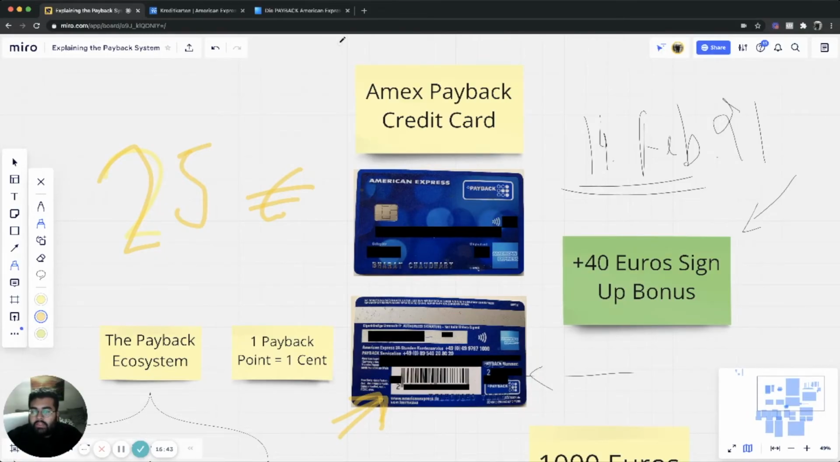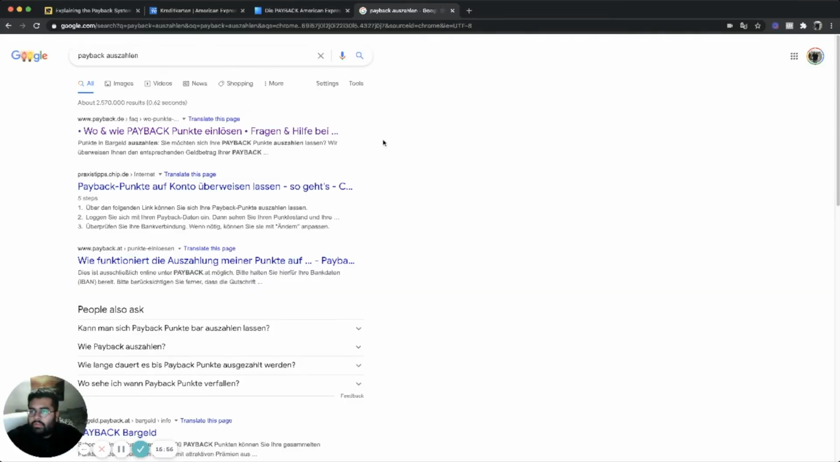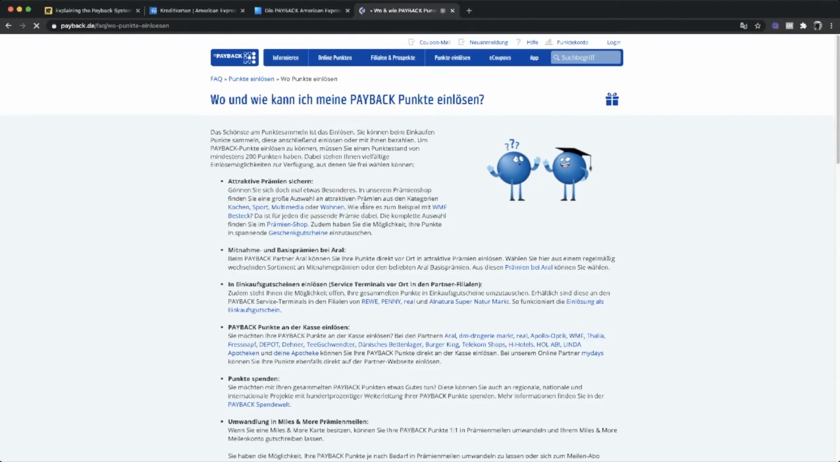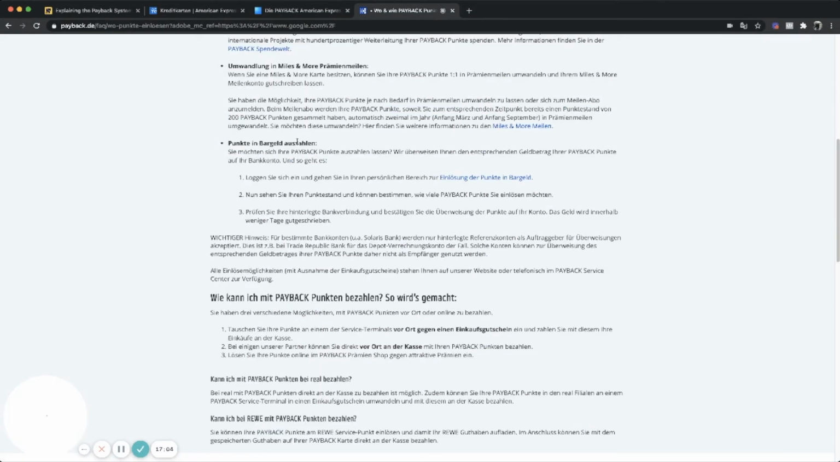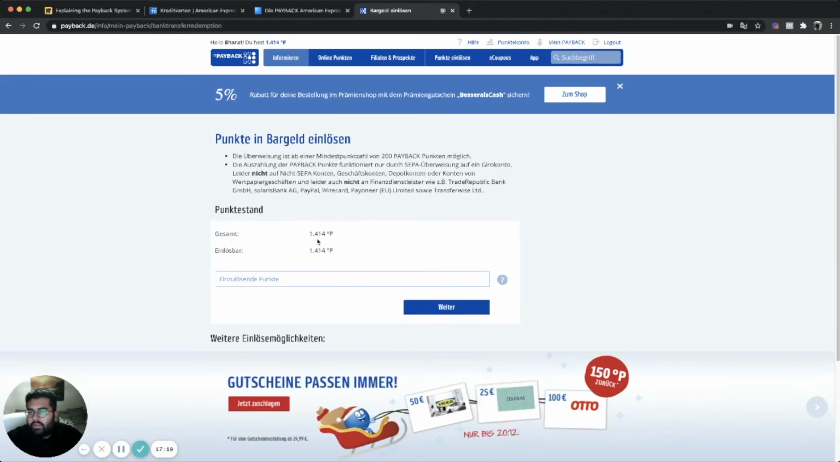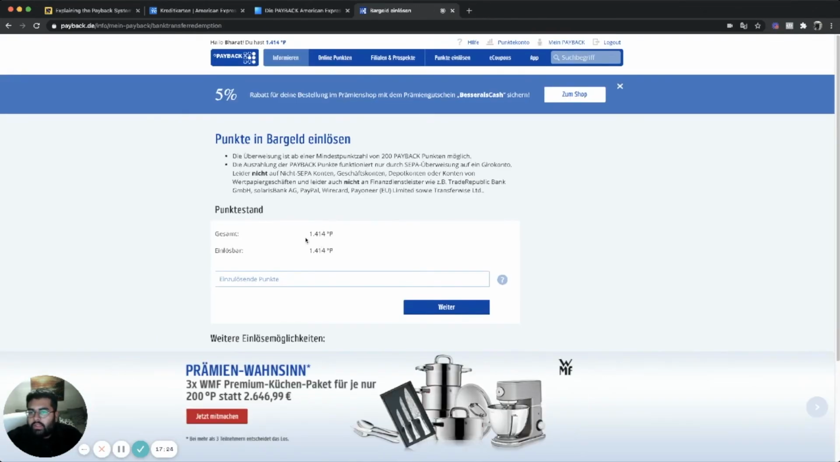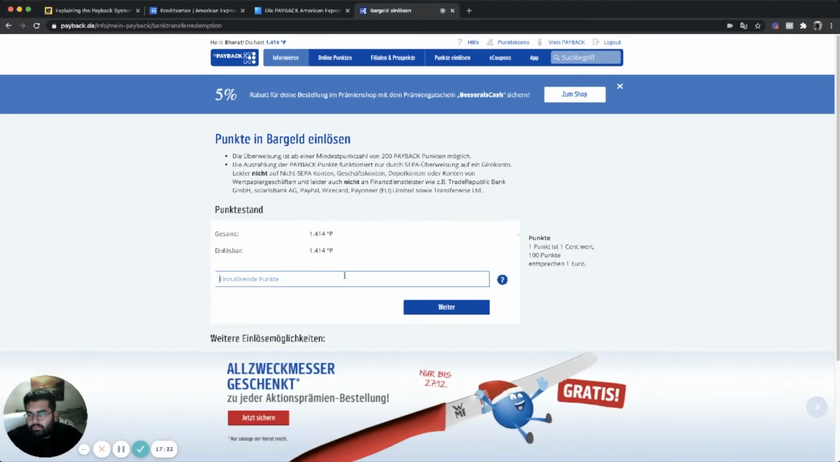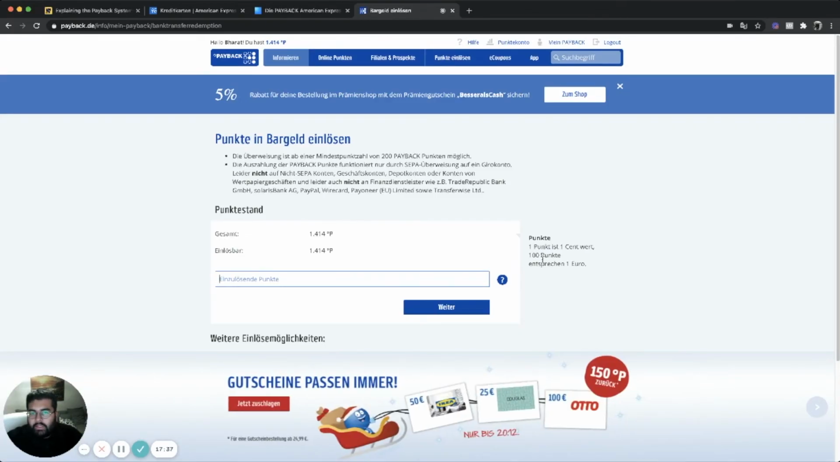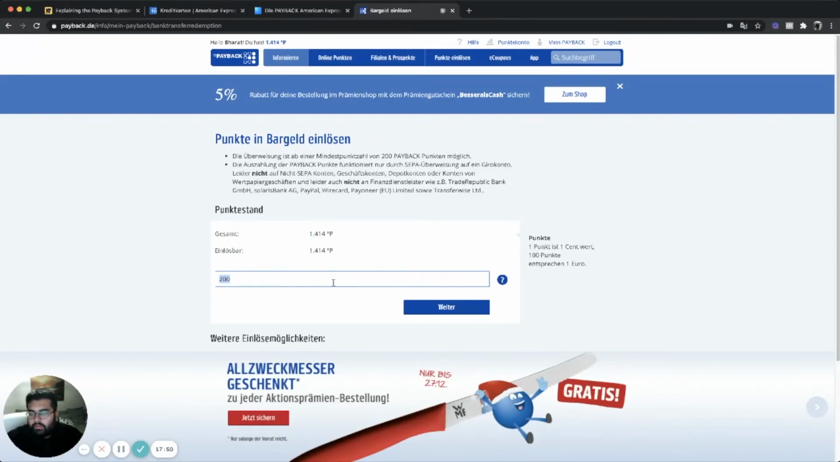When you have that, you can also search directly on Google Payback Auszahlen. You go to the FAQs and here you have the part which says Punkte in Bargeld auszahlen. So here you can click, and once you log in, you can see how many points you have. So here, for example, I have 14 euros and 14 cents. Then I can put how many points I want to get. Here they also say 1 point is 1 cent. 100 points mean 1 euro. So I can also get as little as 200 points. So this is just 2 euro.